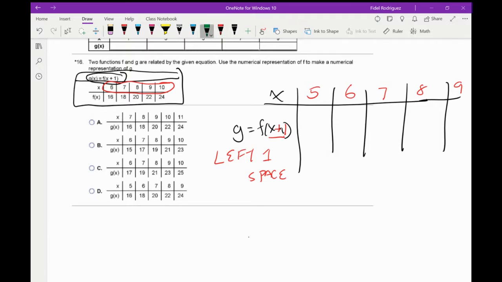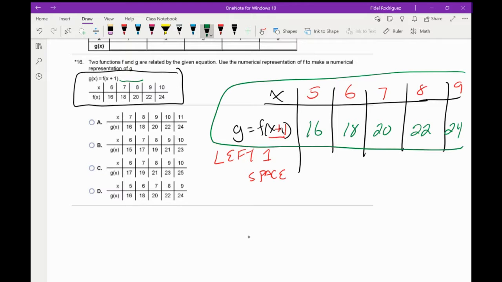Because there's nothing on the outside over here, my y values aren't changing. So those numbers are going to stay as 16, 18, 20, 22, and 24. And so this would be my new answer, right? And so what I'm going to do is come back and say, okay, which one looks like this? Doesn't D look like that? So D would be my answer there.